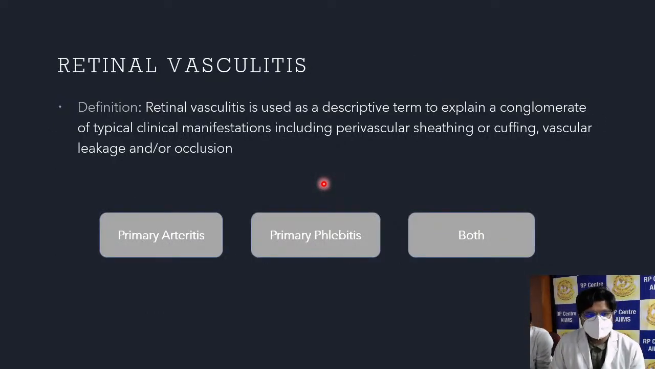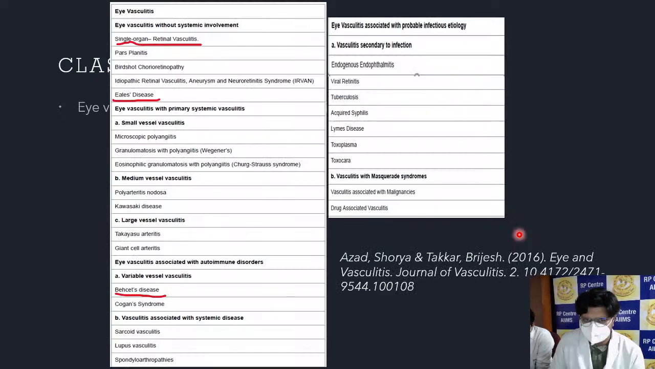So retinal vasculitis is basically a descriptive term used to explain a conglomerate of typical clinical manifestations, including perivascular sheathing, cuffing, vascular leakage, or occlusion. It could be a primary arteritis, it could be primary phlebitis, or both.